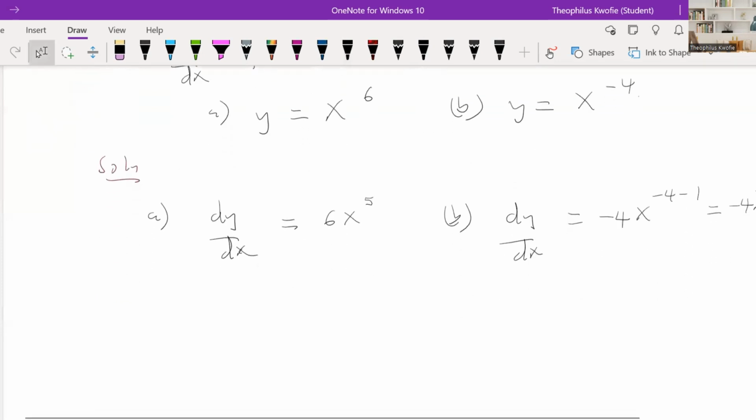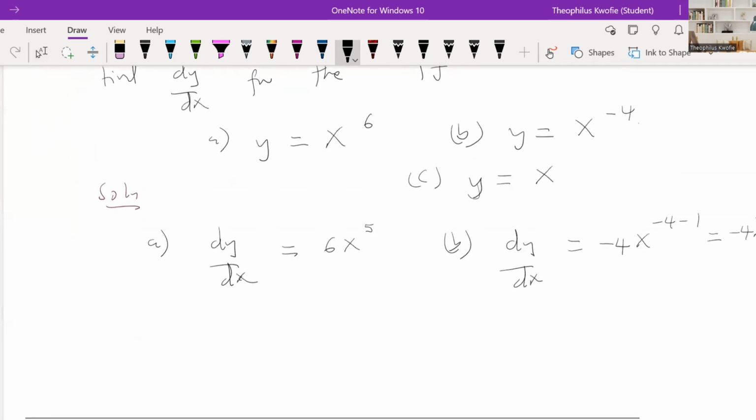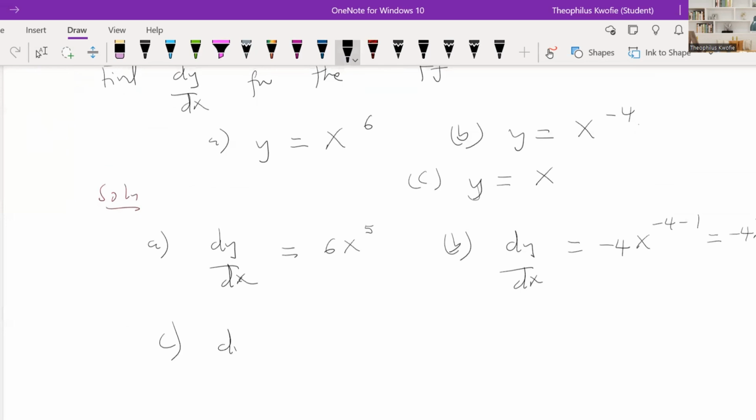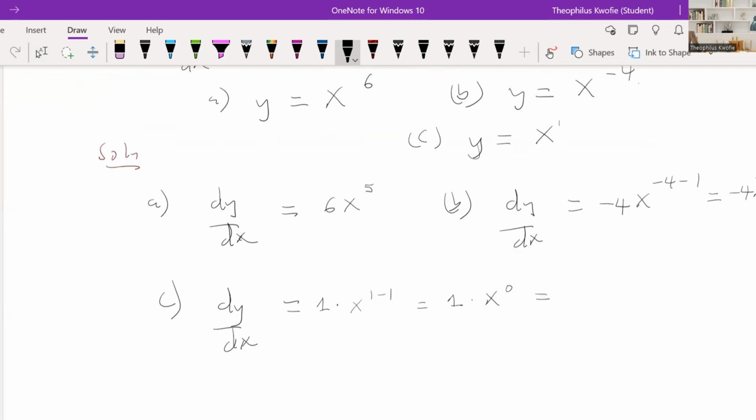I want us to take note. What about if I give you another one? Let's say y equals x. What will be your dy/dx? You can pause your video and try. What is the derivative of x? All right. If you assume that x is to the power 1, it means that we drop the 1, then multiply it by x to the power 1 reduced by 1. So you're going to have x to the power 0, which is 1. So that means you're going to have 1. How many of you get this one? Good, good. All right. So I think that's good for the first theorem that we just explored.